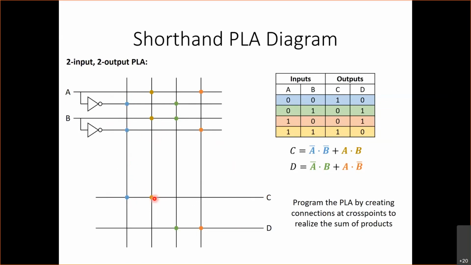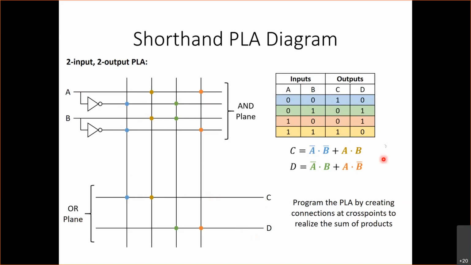Okay, this up here is referred to as the AND plane because this is where the inputs to the AND gates intersect with these inputs over here, and this down here is referred to as the OR plane because this is where the input to the OR gates intersects with the outputs of the AND gates. Okay.